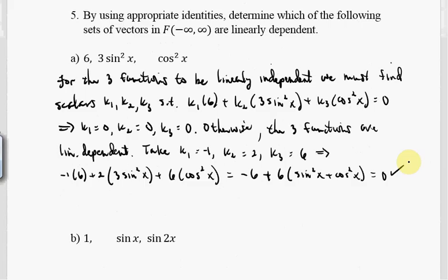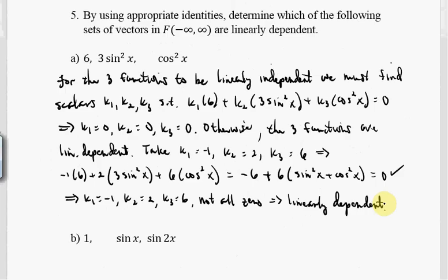This implies K1 is equal to negative 1, K2 is equal to 2, K3 is equal to 6. Not all 0. This implies these functions are, I'll just say here, linearly dependent. Okay. I skip part B. Same argument for part C.